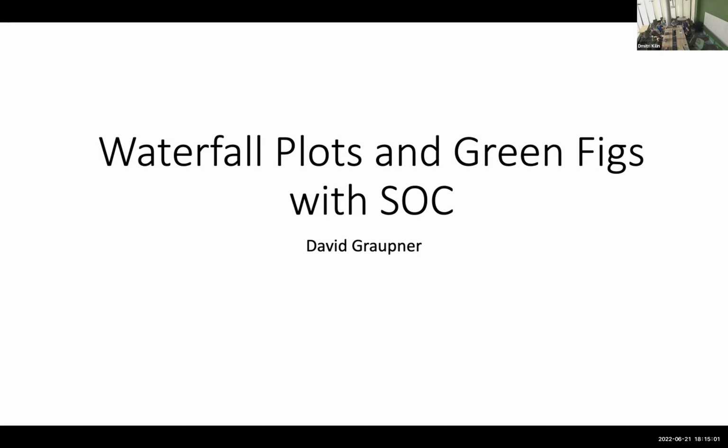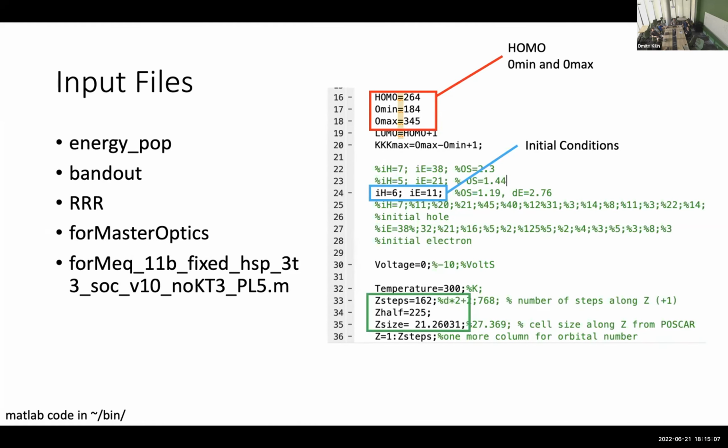Okay, floor is yours. So we're looking at the MATLAB code that we've been looking at. There is a different version for spin orbit coupling, which is the really long MATLAB script name there. You can find it in the bin on NERSC. I think I added both NERSC and Photon bin, assuming Photon's working. Should be working. You also need the four master optics, the RRR, the band out, and the energy pop, of which about the last 6 people have all covered how to make.